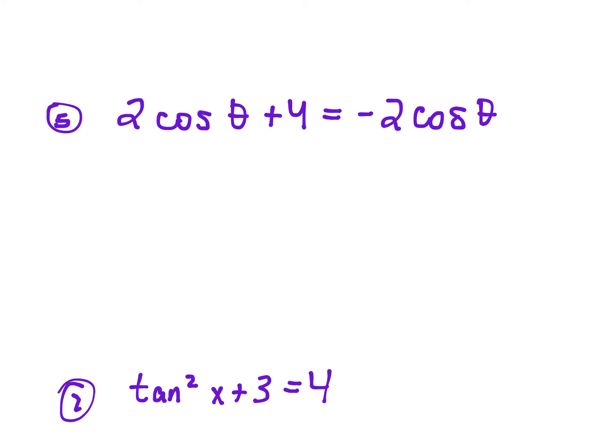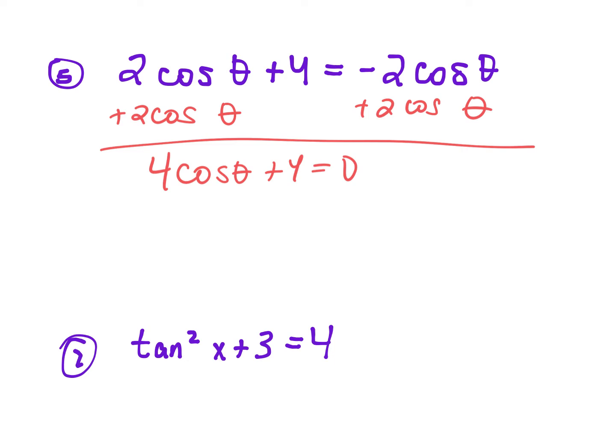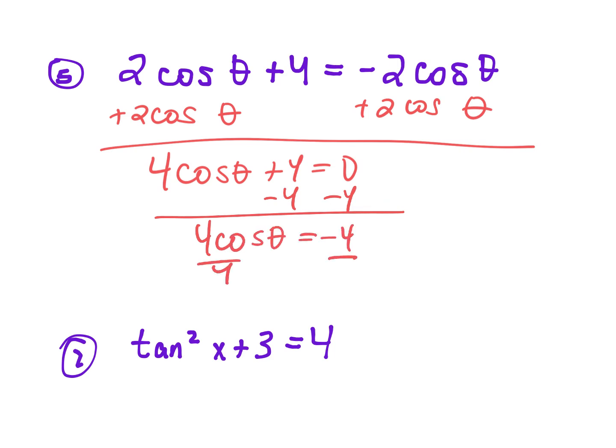But what do you notice here? This is a tad bit different because there's cosines on both sides. So just treat this like any normal algebraic equation where you want variables on one side and numbers on the other. So what do you want to do? Add 2 cosine theta. Now, again, if you want to change everything to x's or whatever, that's totally fine. If I have 2 cosine thetas plus another 2 cosine thetas, I have a total of 4 cosine thetas, plus 4 equals 0. Trying to get cosine theta all by itself. Subtract 4. So 4 cosine theta equals negative 4. Last thing, divide by 4.